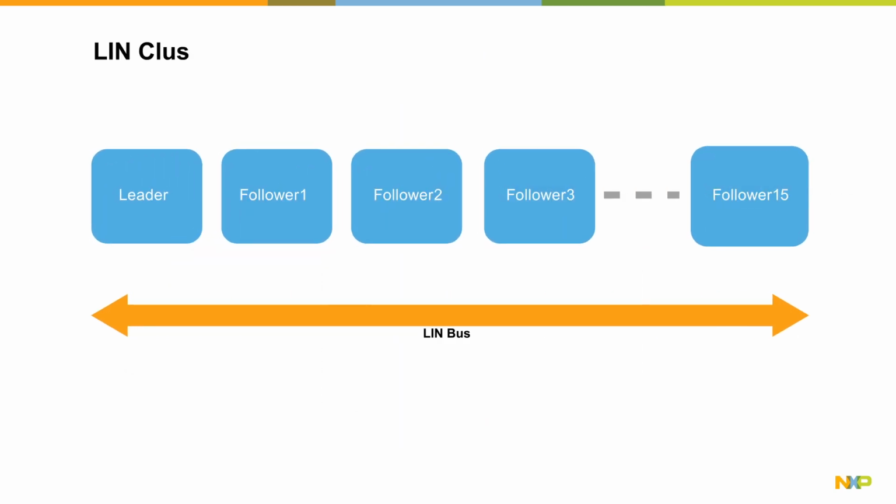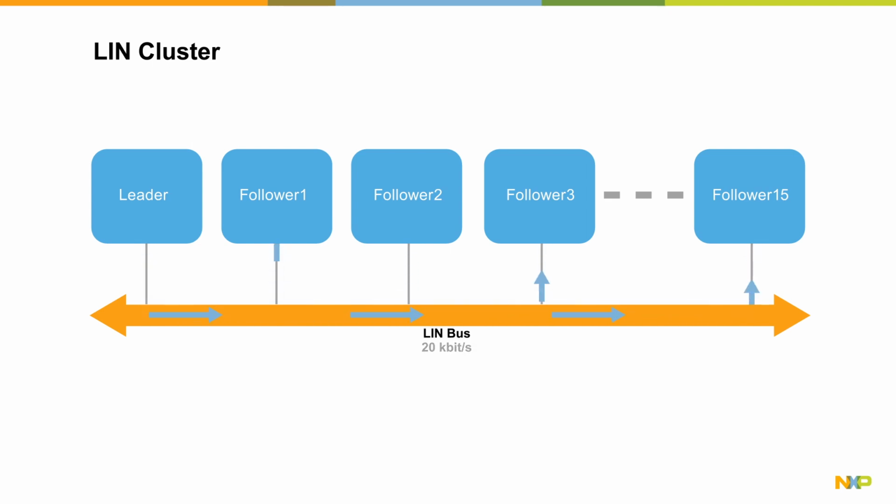The LIN Bus is a broadcast serial network with one leader node and up to 15 follower nodes configured on a single 12-volt wire up to 40 meters in length. This leader-follower arrangement is often referred to as a LIN cluster. Within a LIN cluster, information is transmitted as data bytes serially over the LIN bus, with a maximum baud rate of 20 kilobits per second.